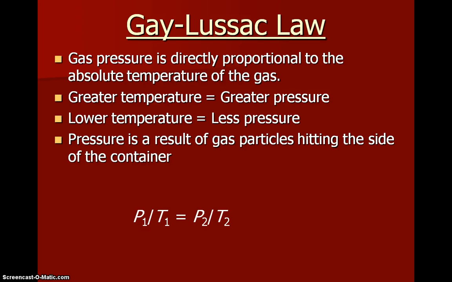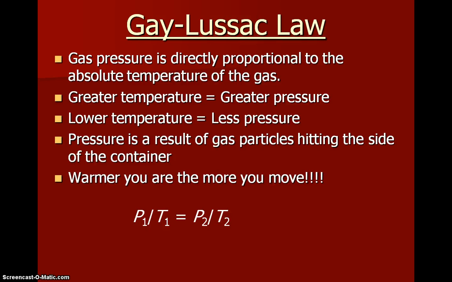And this makes sense because gas pressure results from the particles hitting the sides of the container they're in. We know that pressure is force per unit area. So if we increase the temperature of the gas, the particles are going to move a lot faster. They're going to strike the container with greater force and therefore exert more pressure. So the equation here shows again that direct proportionality: pressure over temperature is equal to pressure over temperature.